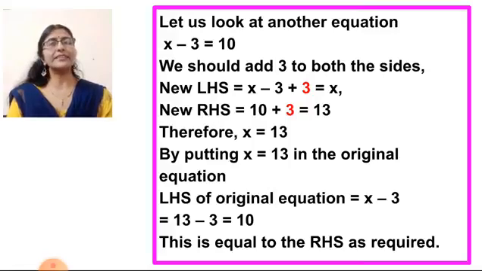Now we have to check whether we are correct or not. So by putting x is equal to 13 in the original equation, and the original equation is x minus 3 is equal to 10, let us substitute the value of x as 13. Then LHS of the original equation, x minus 3, will become 13 minus 3. We are substituting the value of x as 13. So 13 minus 3 will become 10. And you can see RHS is given as 10. So this is equal to the RHS as required.